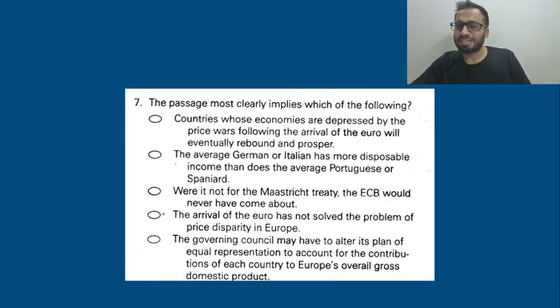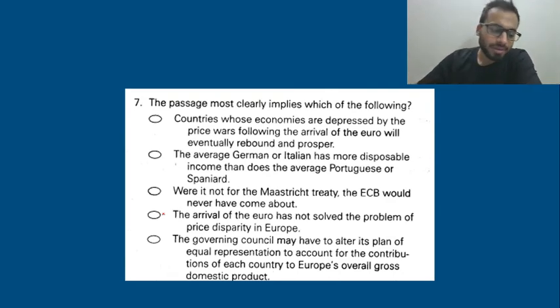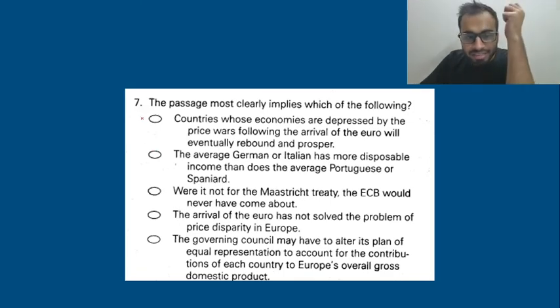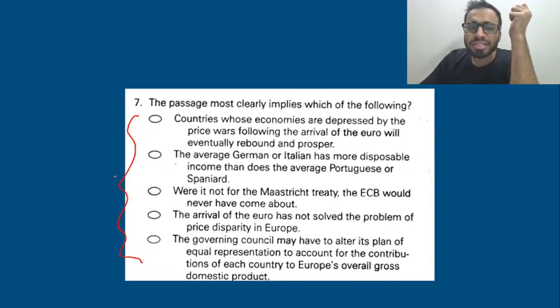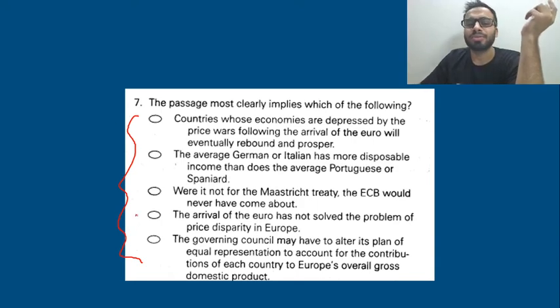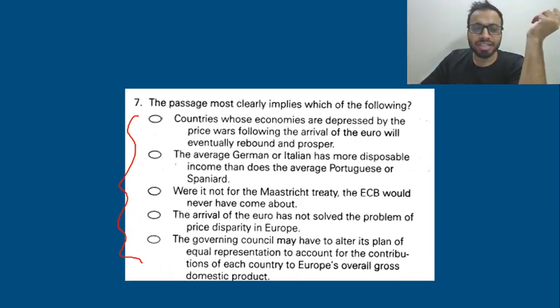Very specific question, right? You had to revisit the passage to see which was the valid option. The passage most clearly implies which of the following. So when we say imply, what do we mean? By imply, we mean which of these answer options has to be true based on what is mentioned in the passage. One of these has to be true, right? So let's read all the options.